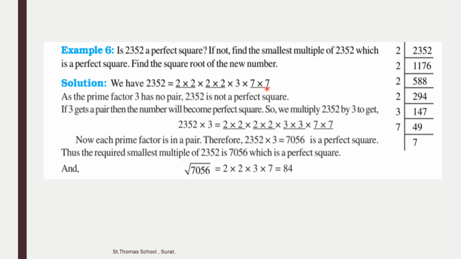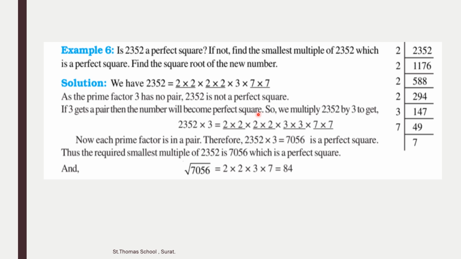First, you have to pair it. So 2, 2, so 1 pair, again 2, 2, 1 pair, 3 is only 1, and 7, 7, 1 pair. Okay. So which number is not a pair? Here, 3. As the prime factor 3 has no pair, what can we say? It is not a perfect square. Last class I already explained: if 3 gets a pair, then the number will become a perfect square.